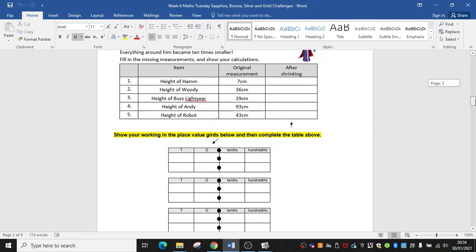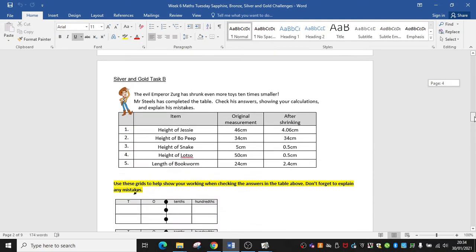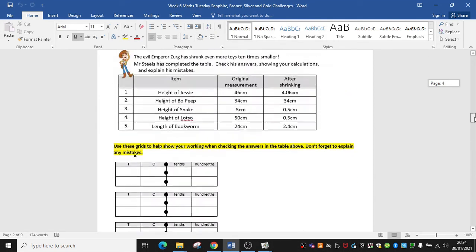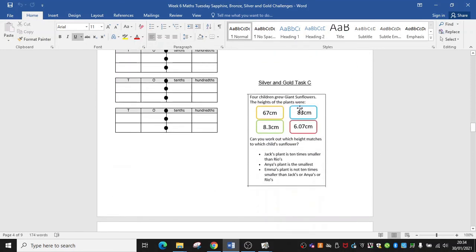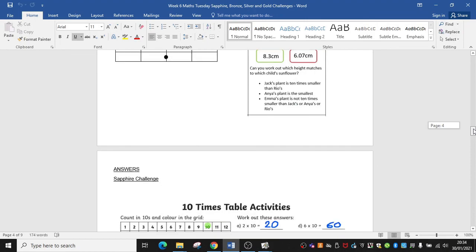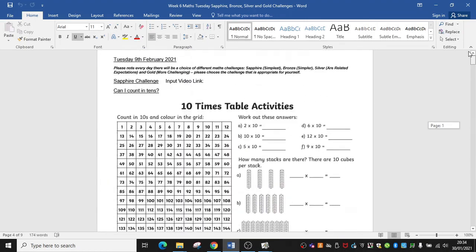Silver and gold, the first 5 problems, I also want you to show your understanding on the grid. The same for task B. And task B, I'm asking you to see if you can spot any mistakes. And then we're going to apply our understanding to a task over here. All of the answers are actually on the last pages.